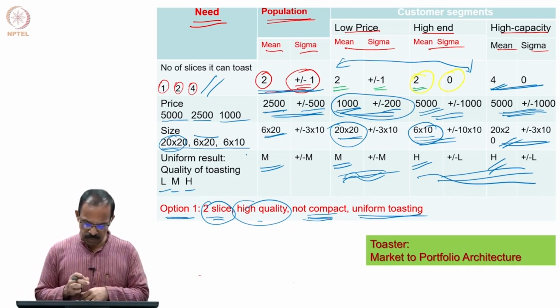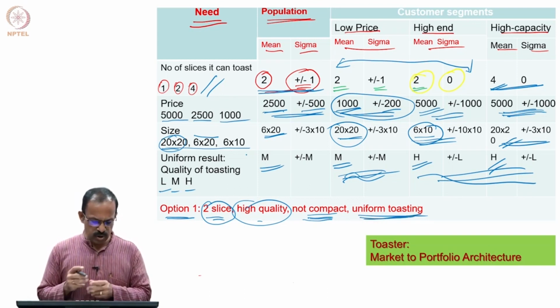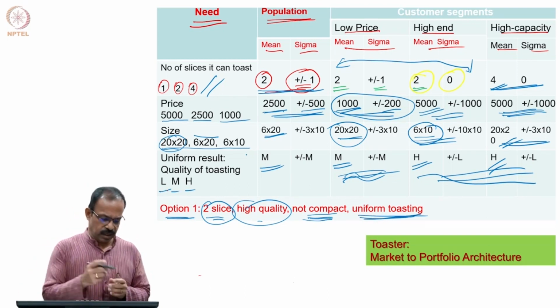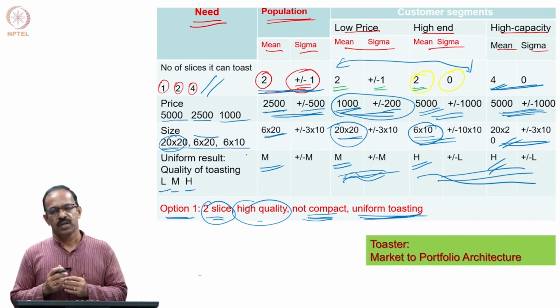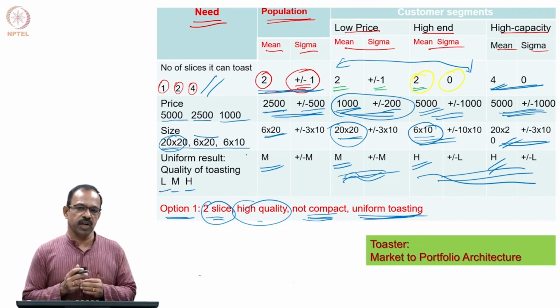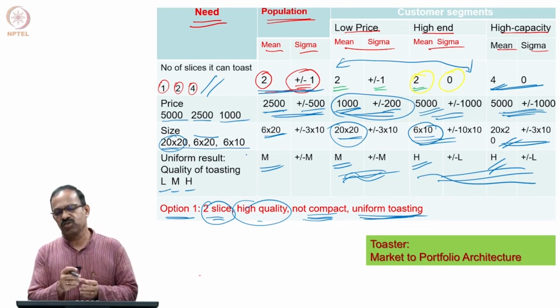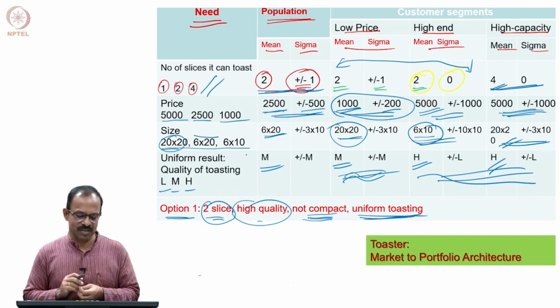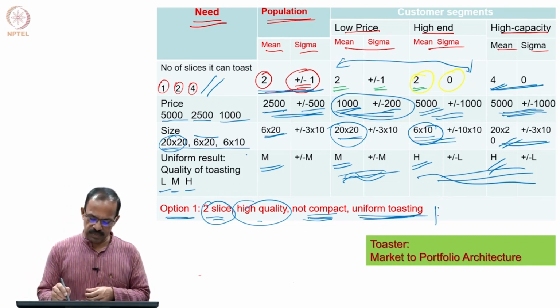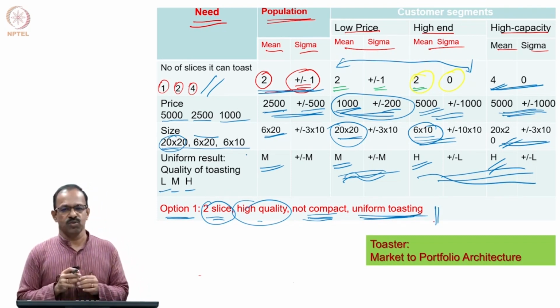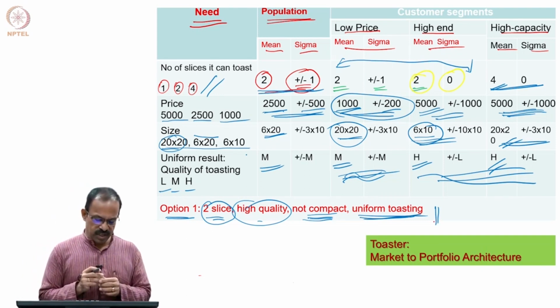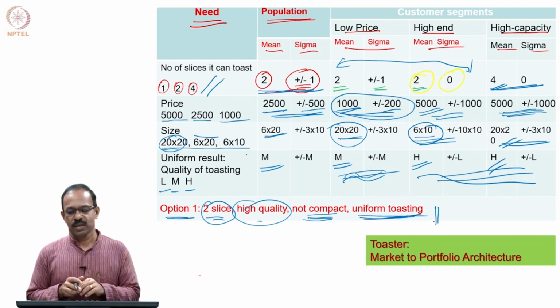So, they do not want to make it very compact, so that the price can still be suitable for the low price segment also. And for toasting quality, they will make a uniform, high quality toasting. So, this will meet the requirement of all the customers, and if they can have a pricing which meets the customers of both the segments, then they will be able to sell the product. So, that is the first option they can think of. They will decide to have only a 2 slice product, not a 4 slice.